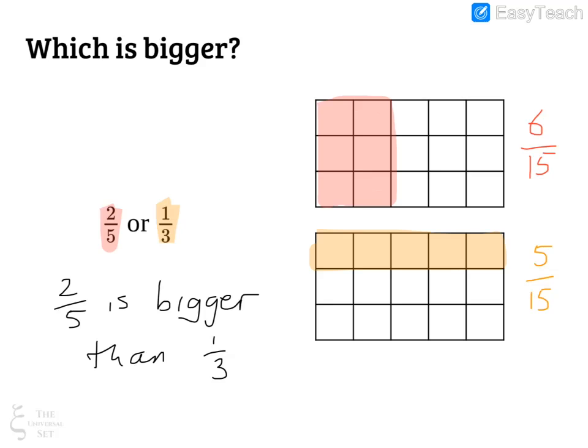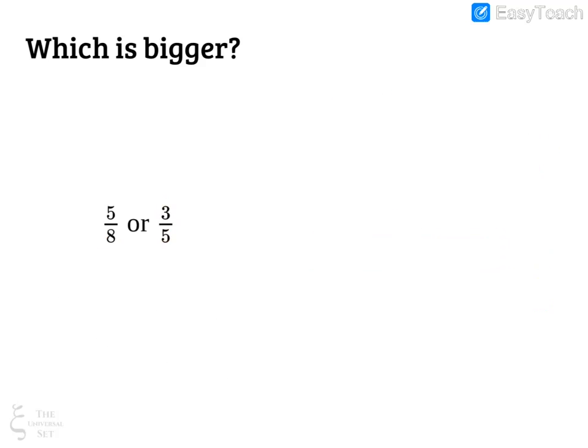I'm going to do one more now, but I'm not going to have these pictures to help me. So let's give it a go. So now I've got 5/8 or 3/5. Now what I want to do is make those equivalent fractions again, but I'm not going to have the diagrams to help me. So we're just going to have to think about how we can make those equivalent fractions. So I've got 5/8 and I've got 3/5. And I need to write those as some equivalent fractions.